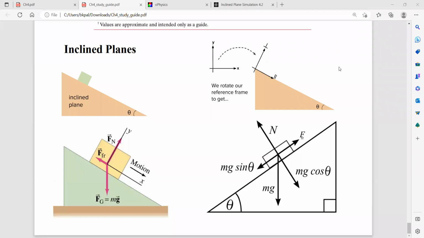All right. So the last thing in this chapter you have to learn is something called inclined plane. Okay. So inclined plane we have not covered yet. That you have to learn.